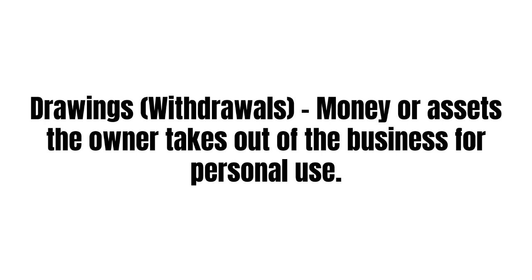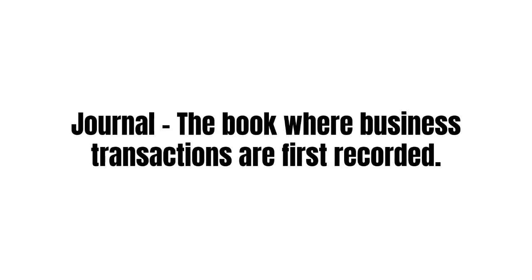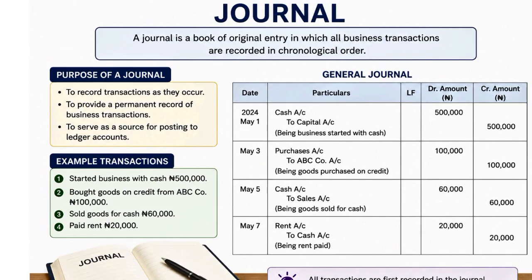The next thing we'll be looking at is journal. Journal: the book where business transactions are first recorded. Immediately anybody purchases goods from you, the first book of accounts where you will write that transaction is called the journal. It is mainly used for day-to-day recording of transactions. So this is the format. In the format we have date, particular, folio, amount, debit and credit.